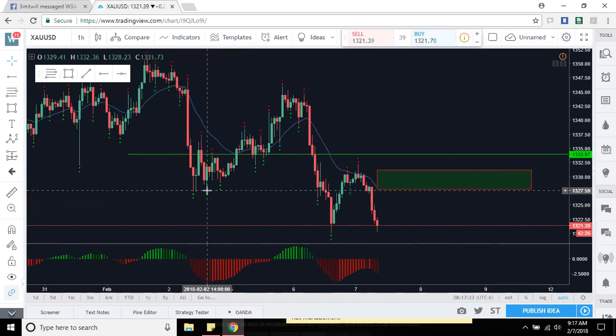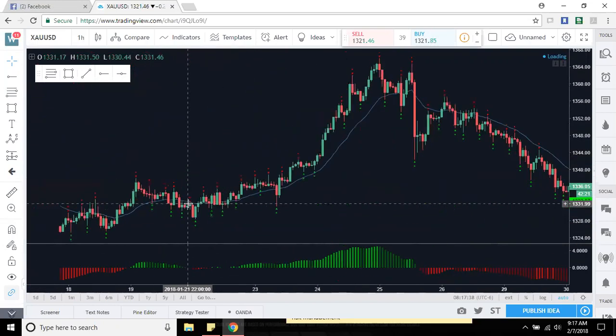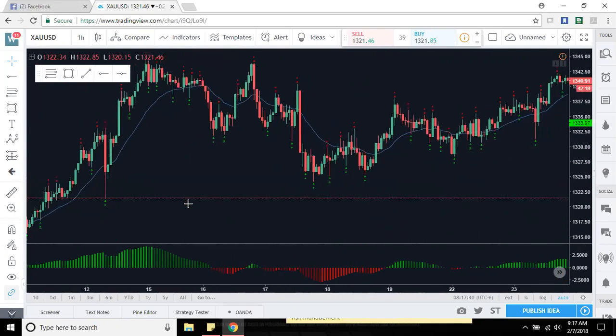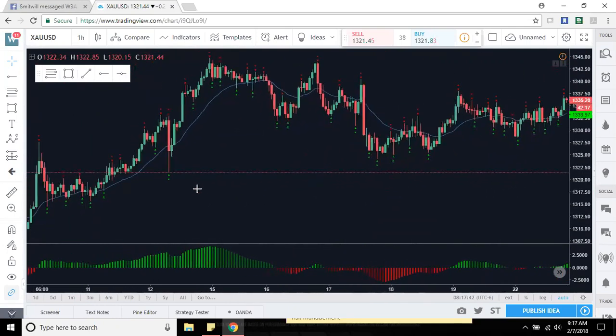Let's see. How far back can we go and count the 3 pushes? Let's see. 1 push up, 2 push up, another push up, fails.